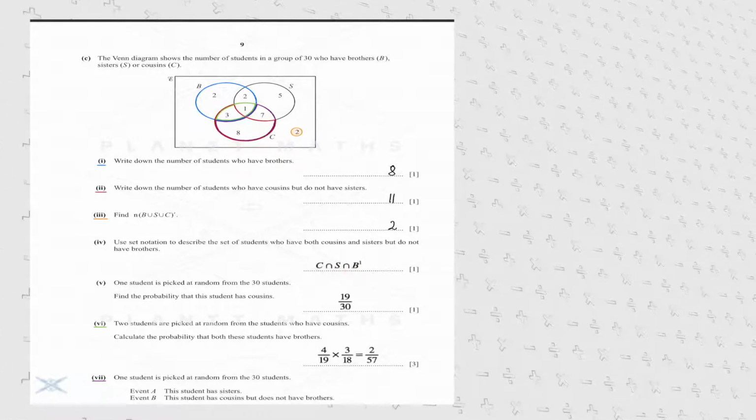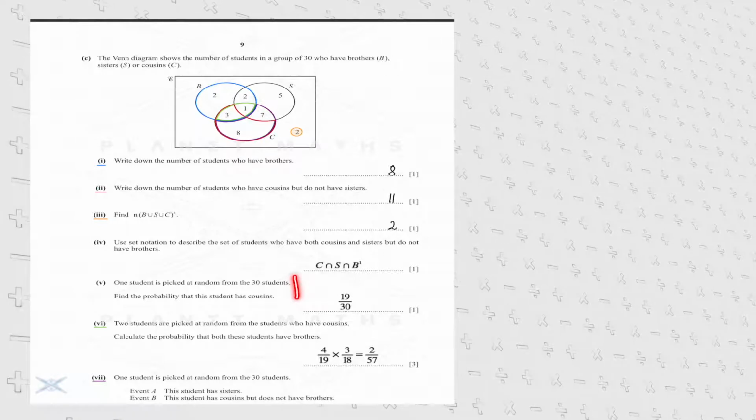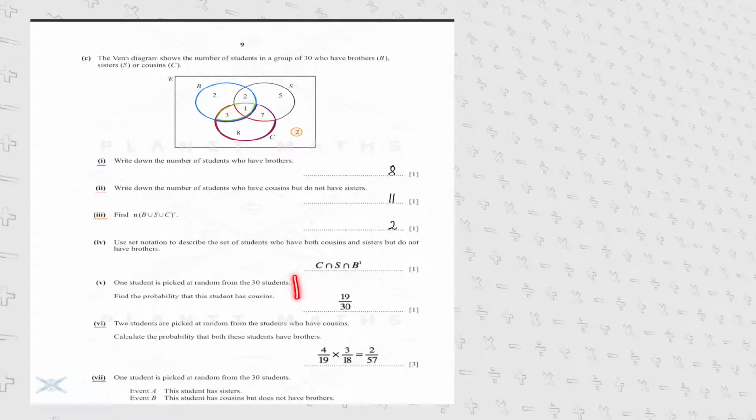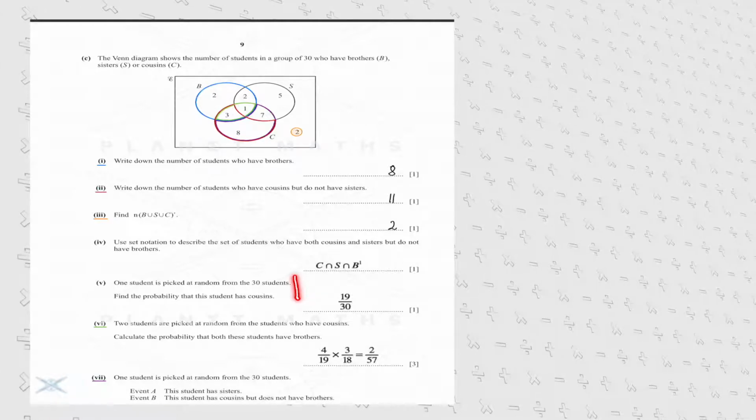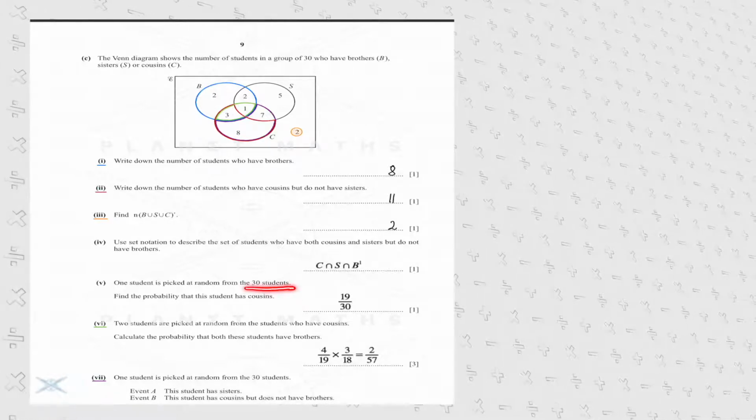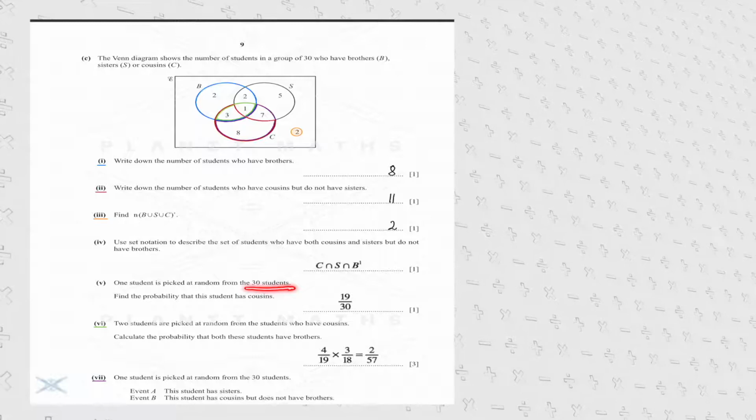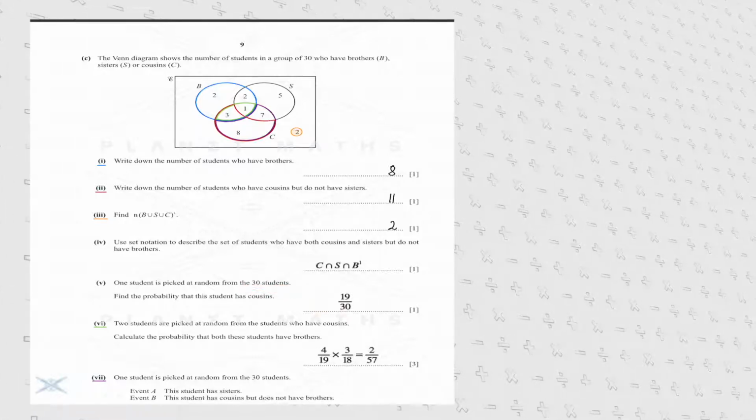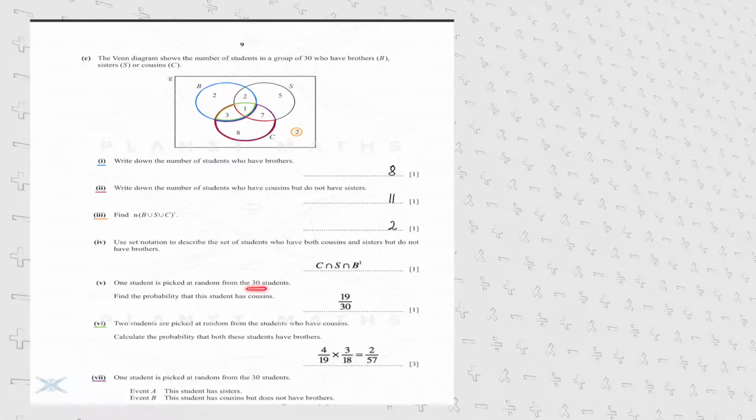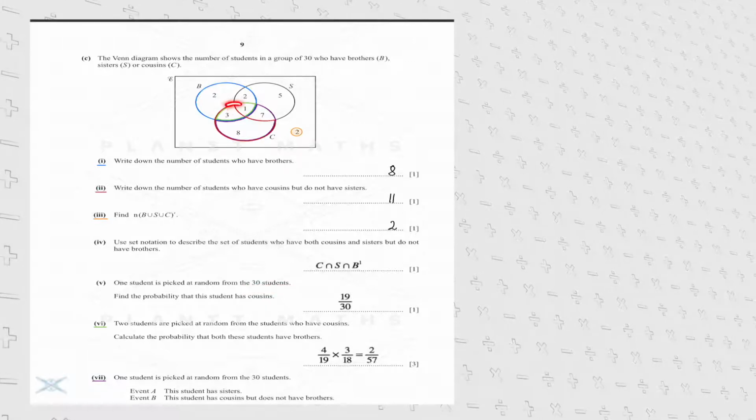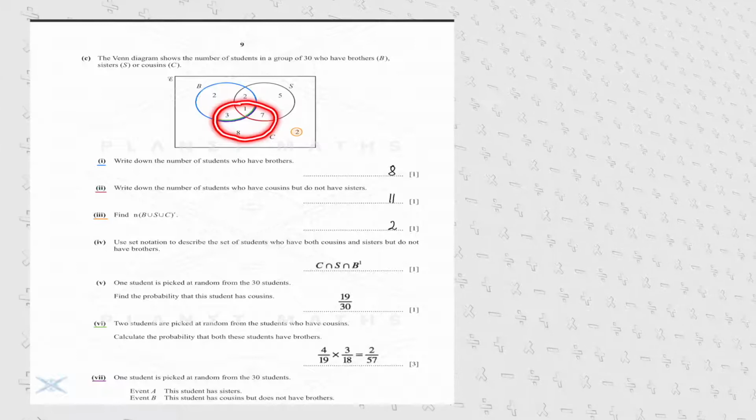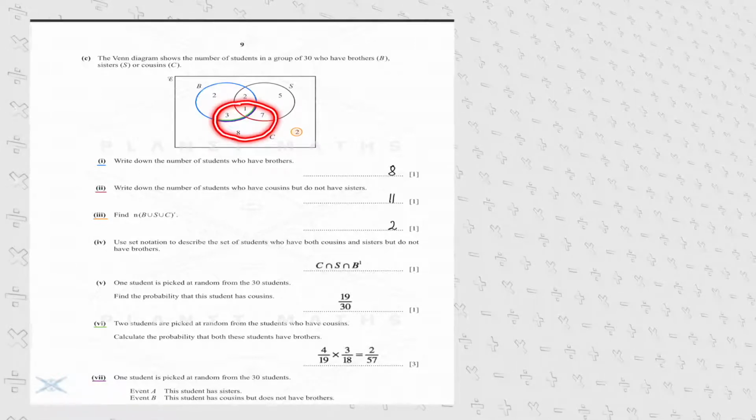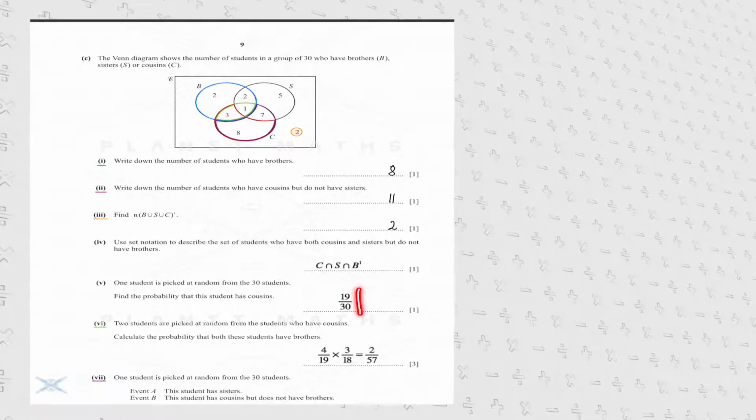In the fifth part of exercise C, it is stated that one student is picked at random from those 30, and we're supposed to find the probability that this student has cousins. Since we are picking out of 30, we know that the denominator of our fraction must be 30, and to find out the likelihood for students to have cousins, we need to count all of the students that indeed have cousins and add all of those numbers up. So 8 plus 3 is 11, plus 1 12, plus 7 19. Therefore, the probability is 19 over 30.